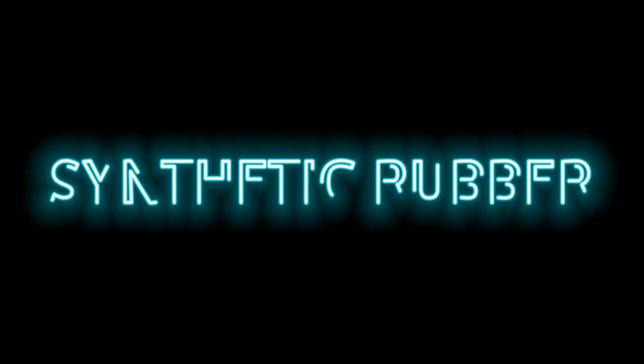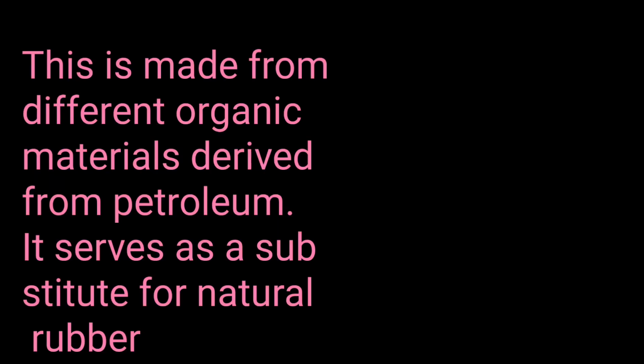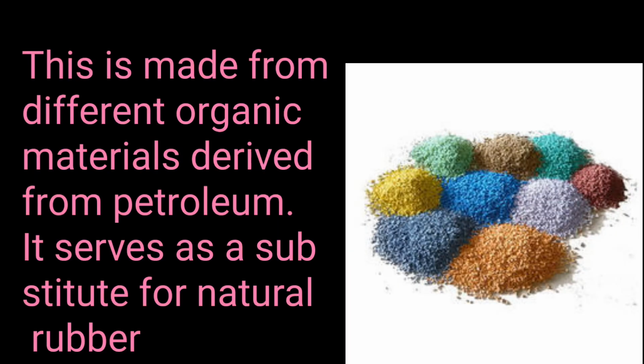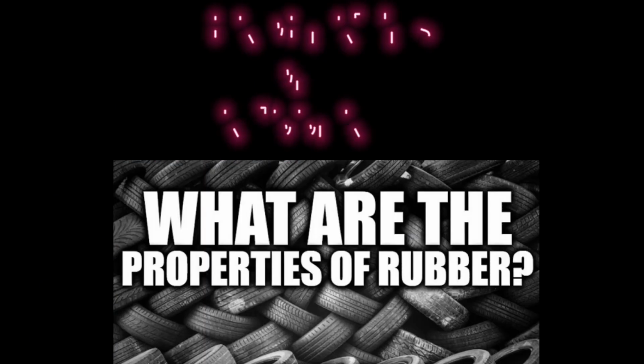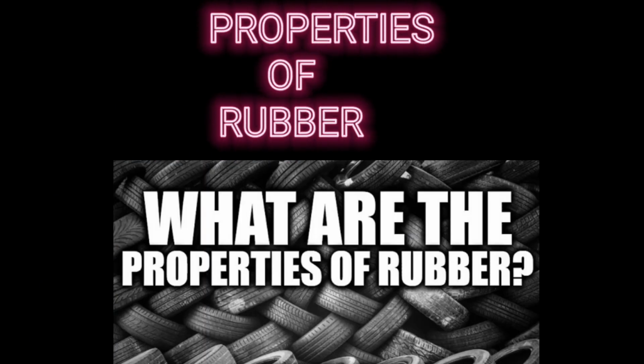Synthetic rubber is made from different organic materials derived from petroleum. It serves as a substitute for natural rubber. And this brings us to the properties of rubber.